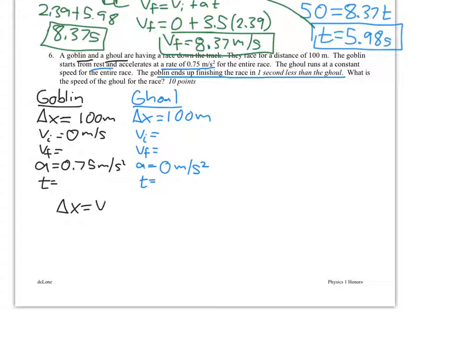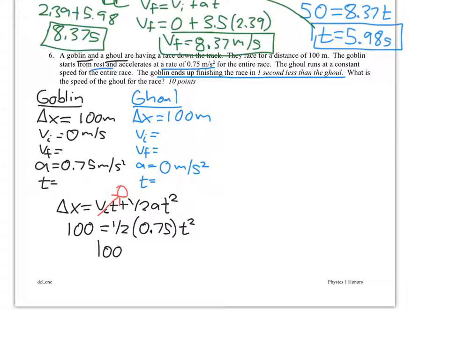I'm going to use the delta x is equal to v_i t plus 1/2 a t squared equation. Since that initial velocity is 0, this entire term just goes away. 0 multiplied by any time is going to be 0. And so I can say 100 is equal to 1/2 times my acceleration, which is 0.75, times t squared. So 100 is going to be equal to 0.375 t squared. Dividing both sides by 0.375, I get 266.7 is equal to t squared.